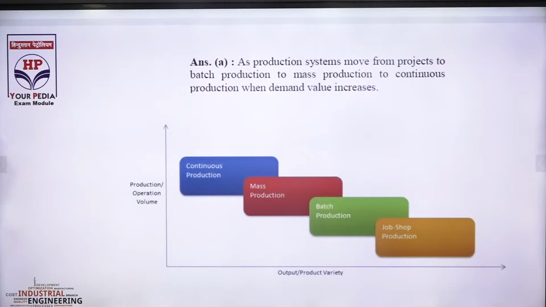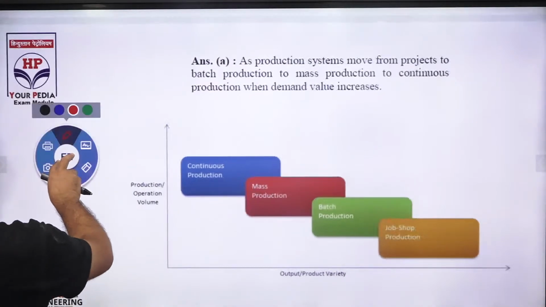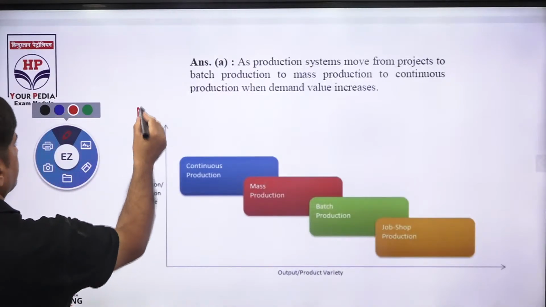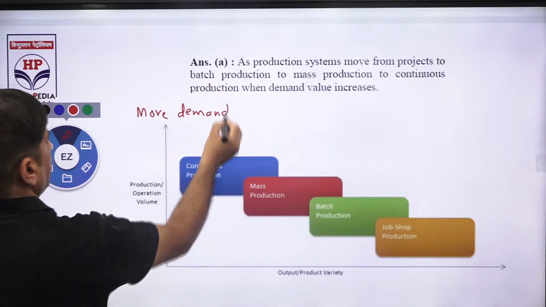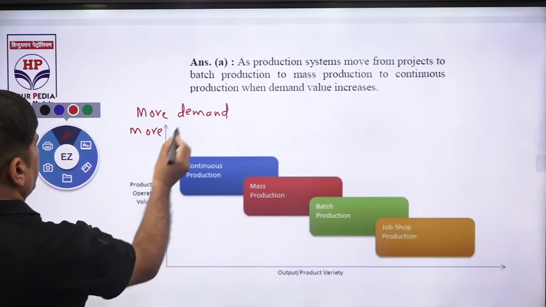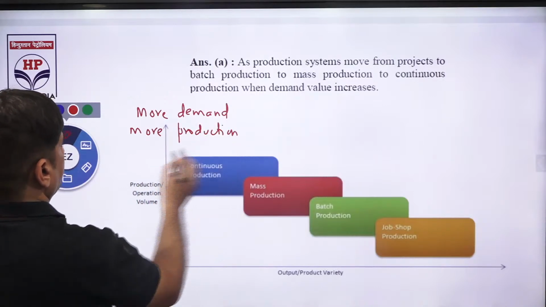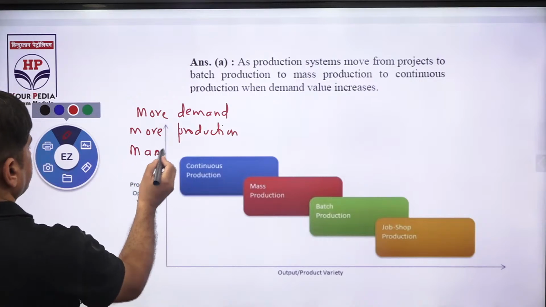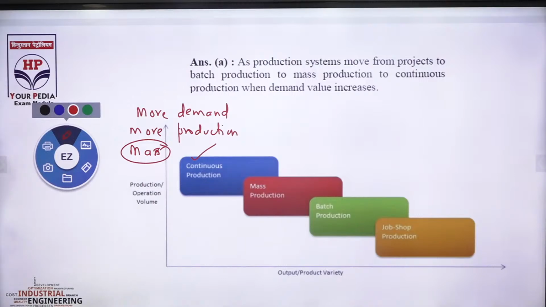When there's more demand, obviously you will go for continuous production. More demand, more production. More demand in the market, and hence more production is required. More demand, more production, mass production. And the next version of mass production is continuous production. So when demand is more, you go for more production.